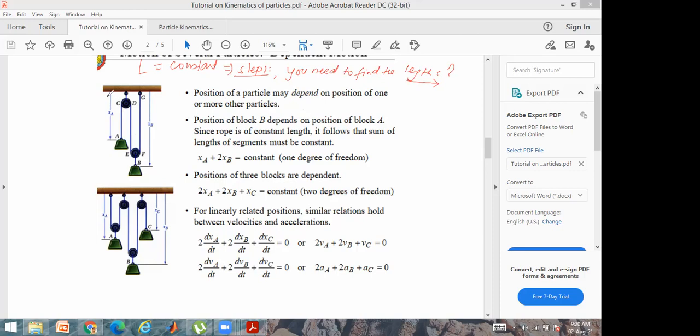In this case, you need to assume the distance from this fixed plane. The total distance to A is XA. Similarly, the total distance of B is XB. So the total distance is what? XB. Therefore, XA plus, this is the length XA, plus this is attached to B, you can write XB twice, so XA plus 2XB will be equal to a constant.